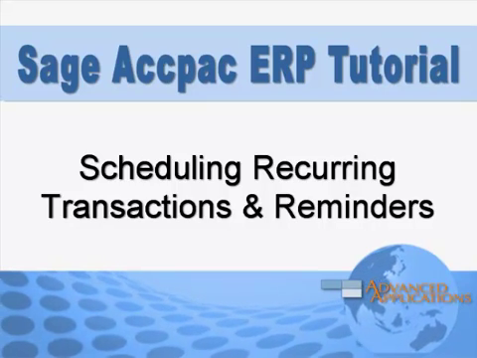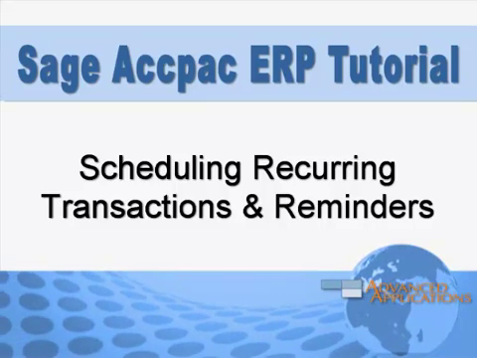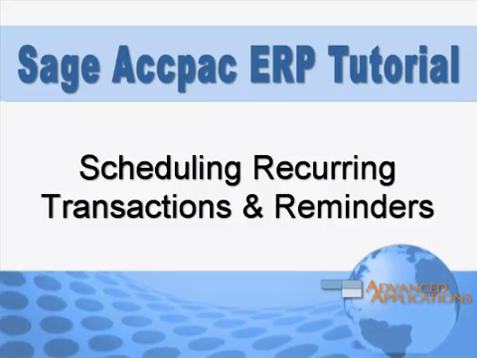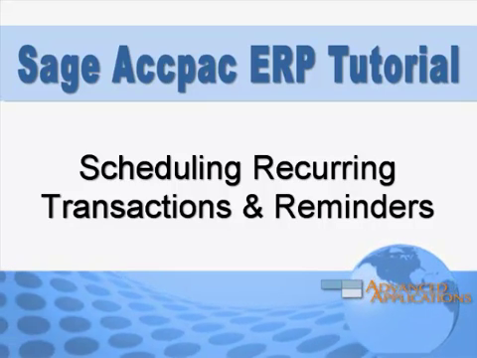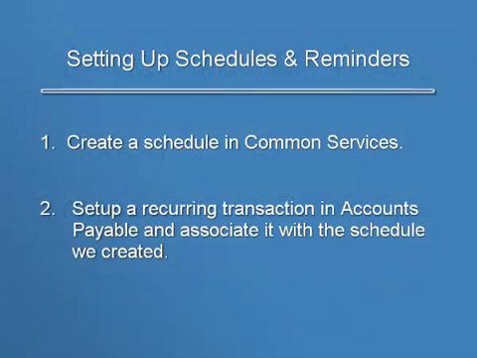The Sage Accpac ERP scheduling feature allows you to set up reminders for your recurring transactions and process them with a single click. In this tutorial, we'll walk you through an example where we'll set up this feature for our monthly office rent payment. There are two main steps for setting up our example.